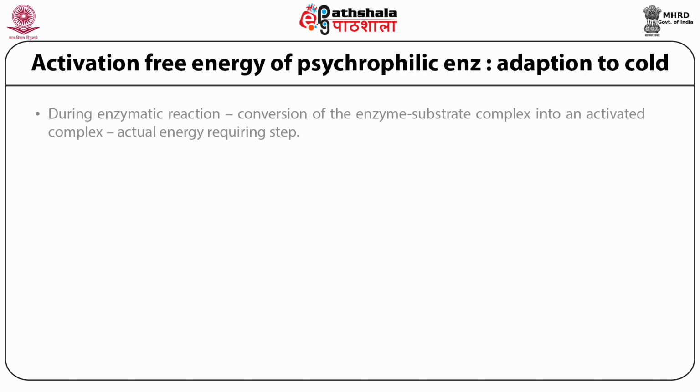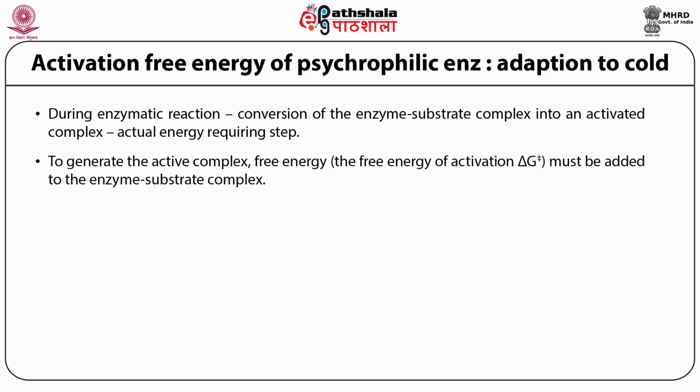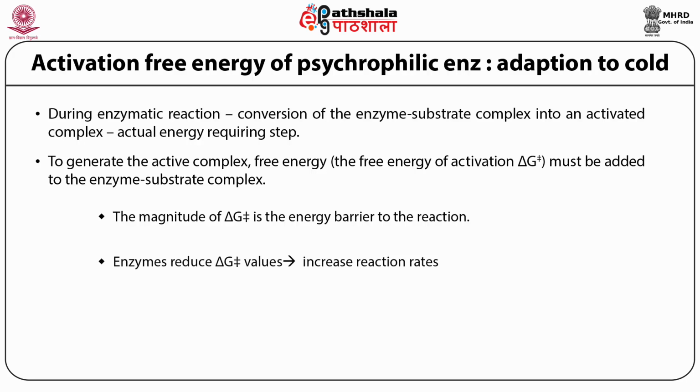So let us look at that. During enzyme reaction, the conversion of an enzyme substrate complex into an activated complex is the step which requires energy. And to generate an active complex, free energy must be added to the enzyme substrate complex. So the magnitude of this free energy of activation, which is actually the energy barrier to the reaction, is reduced in these enzymes. So these enzymes target the free energy requirement for converting their enzyme substrate complexes to the activated form, which leads to increased reaction rates.